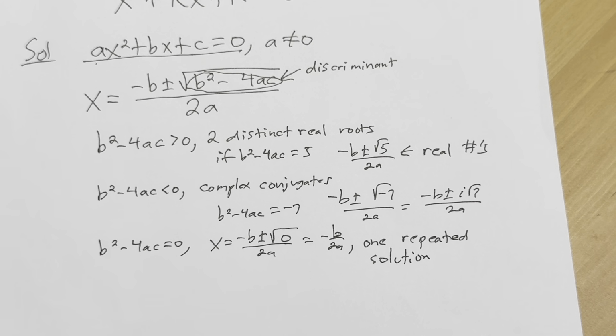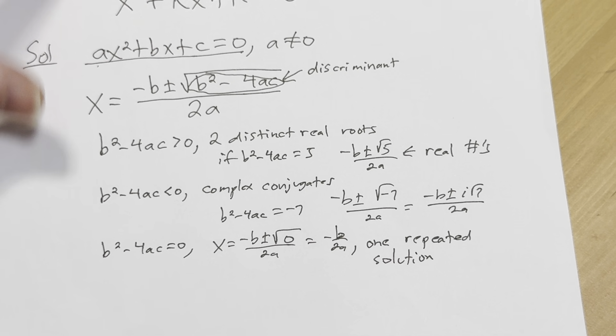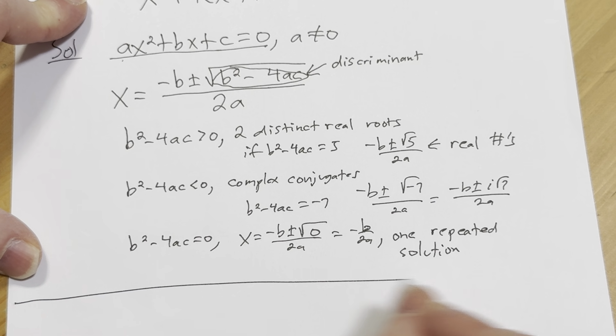When you learn about polynomials, you learn about the zeros of polynomials, and each one has a multiplicity. The multiplicity is the number of times it appears basically in the factorization. So here we get one repeated solution, or one solution of multiplicity 2. All right, let's go back to our original question.